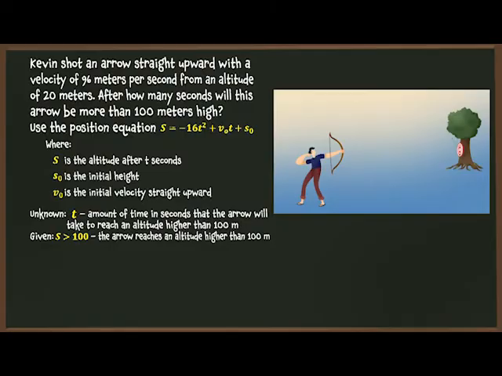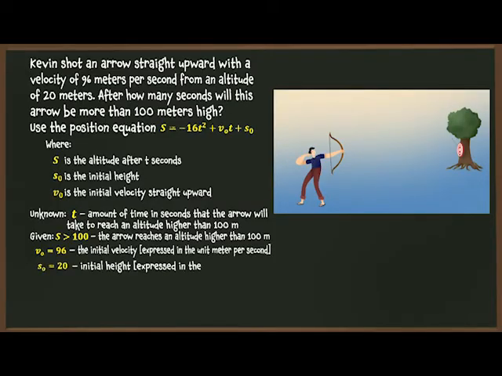According to the position equation, s is equal to negative 16t squared plus v sub 0 t plus s sub 0. We must express s in terms of t by substituting the values of v sub 0 and s sub 0 in this position equation. According to the problem, the initial velocity v sub 0 is equal to 96, while the initial height s sub 0 is 20. Hence, s must be equal to negative 16t squared plus 96t plus 20.